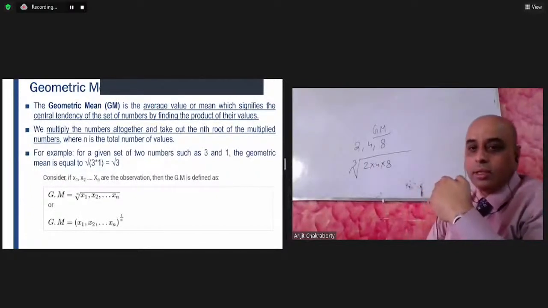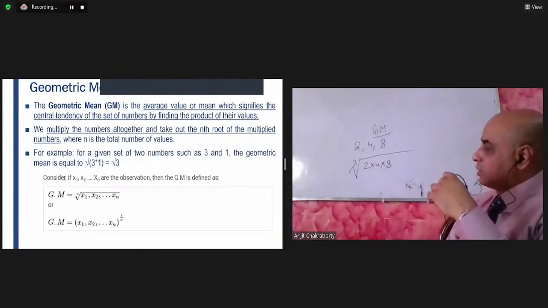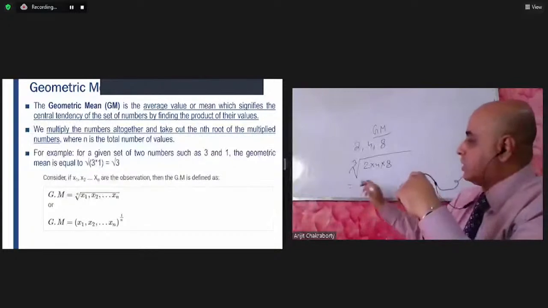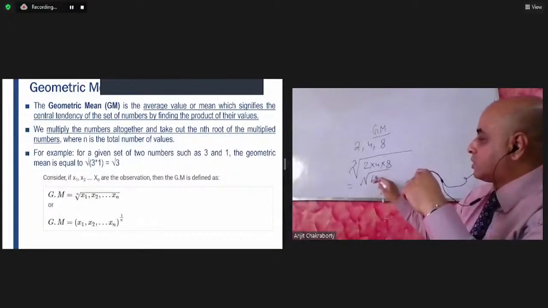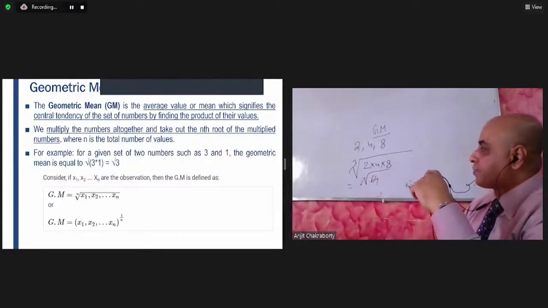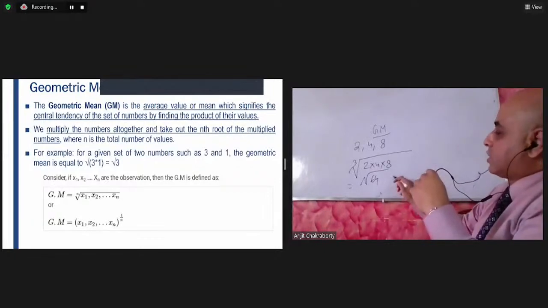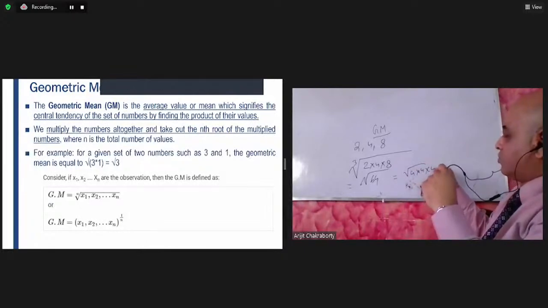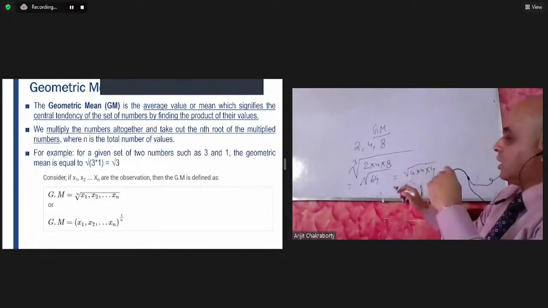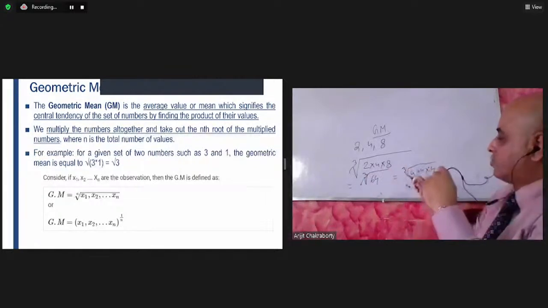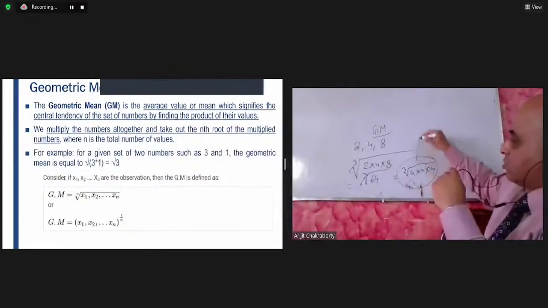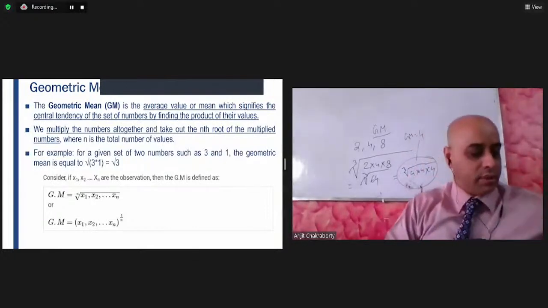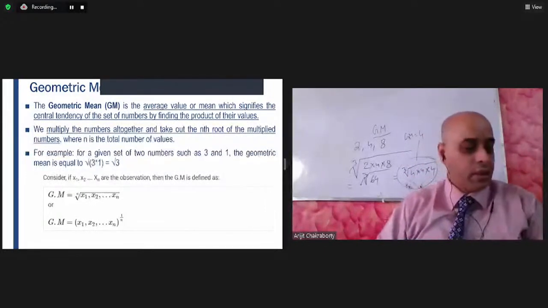Okay, log. So right now you can see 2 into 4 into 8. So the cube root will be basically, this is 64, cube root of 64. So we can break it up like this. 64 can be broken up into 4 into 4 into 4, which means if you want to find out the cube root, this cube root is coming to 4. So the GM is equal to 4. The geometric mean is coming to 4.